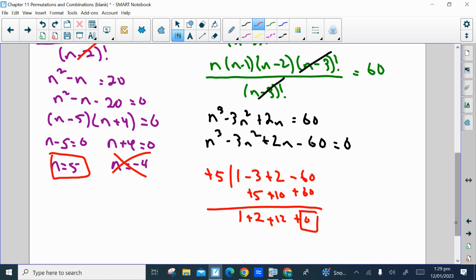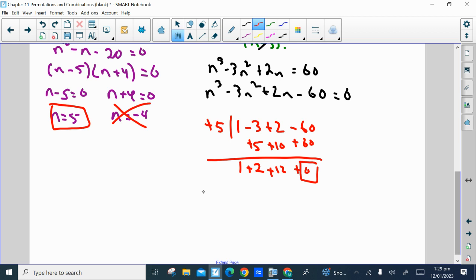So this gives us our first two factors. n minus 5 is one factor. Our other factor will be n squared plus 2n plus 12, which cannot be factored. It cannot be factored, which tells us that our only answer is n equals 5. It's where n minus 5 equals 0, so n equals 5.